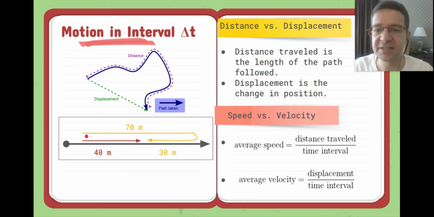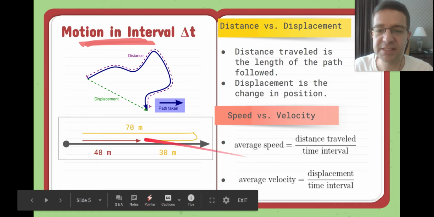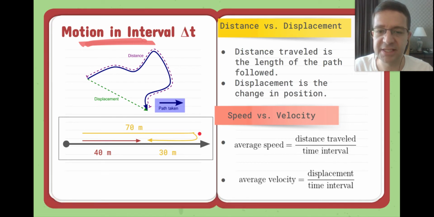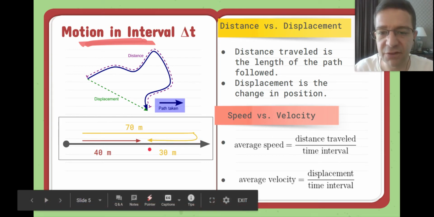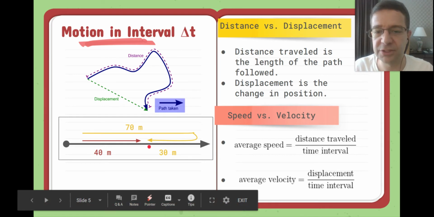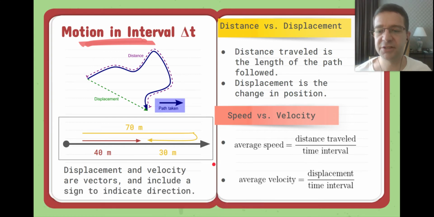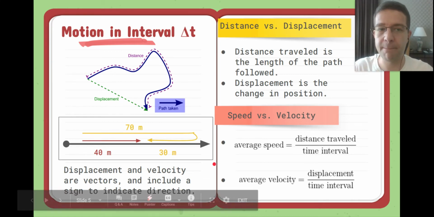Another way of thinking about this is that with the displacement, you have positive displacement that is added to negative displacement, so that you don't add positive 70 plus positive 30, you add positive 70 plus negative 30, so that your total displacement is only 40 meters. So the key piece here to understand is that displacement and velocity are vectors. They include a direction, and we use a sign to indicate the direction. So positive 40 meters for the displacement.